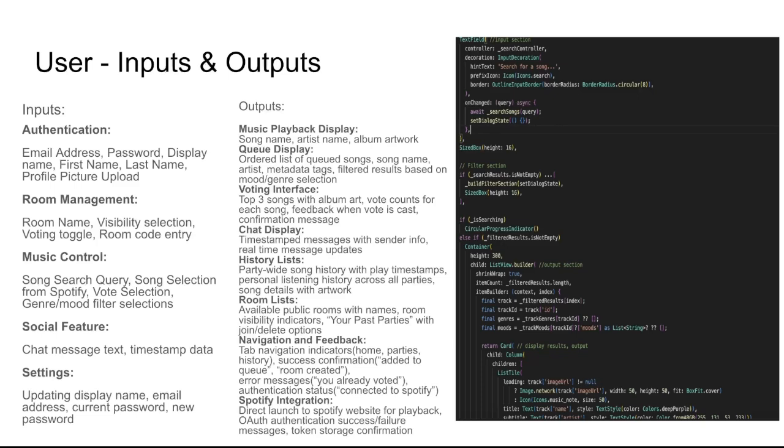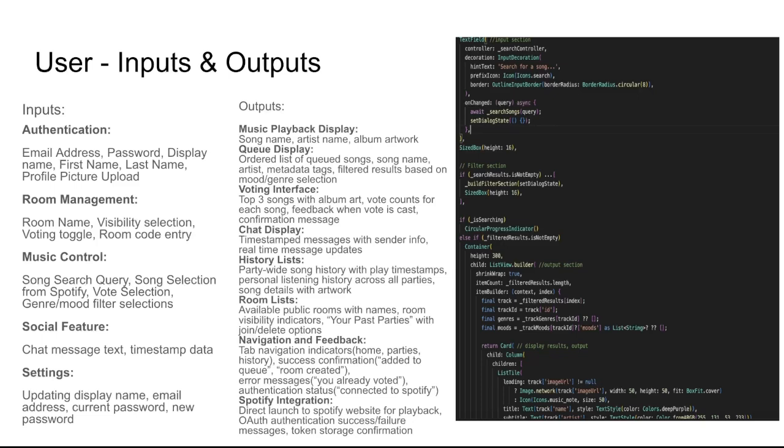Music control inputs include song search queries, selecting songs from Spotify's catalog, voting on songs, and applying genre or mood filters. Social features capture chat message text with automatic timestamp data. Finally, in settings, users can update their display name, email address, and change their password by providing their current password for verification. The app also provides rich outputs across multiple interfaces.